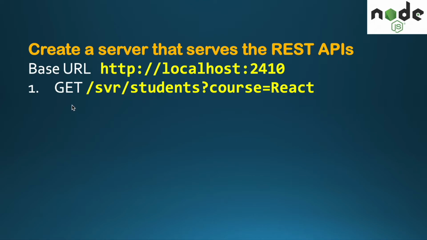Next, what do we want to implement? GET /server/students?course=React. So the question mark is for query parameters. So we are getting a query parameter here. So how do we use query parameters?